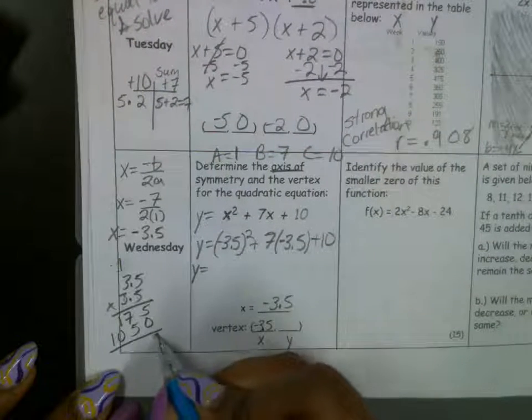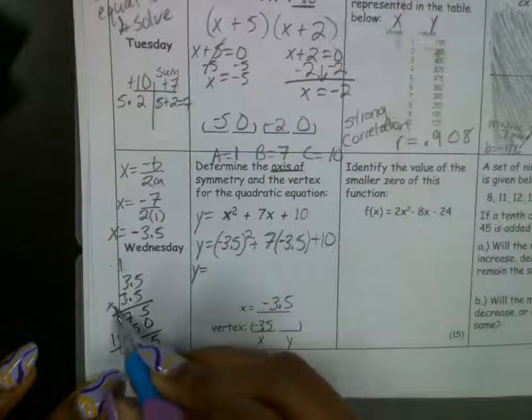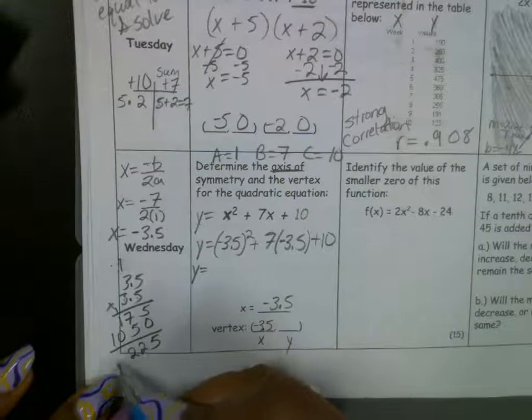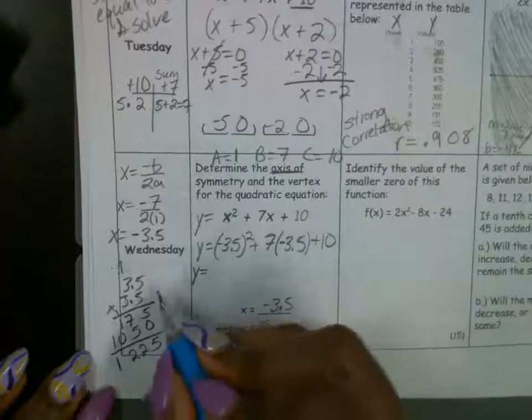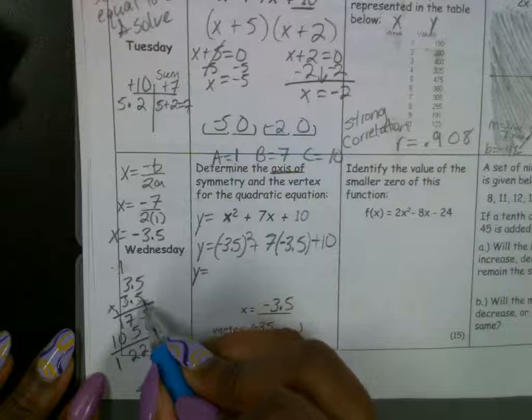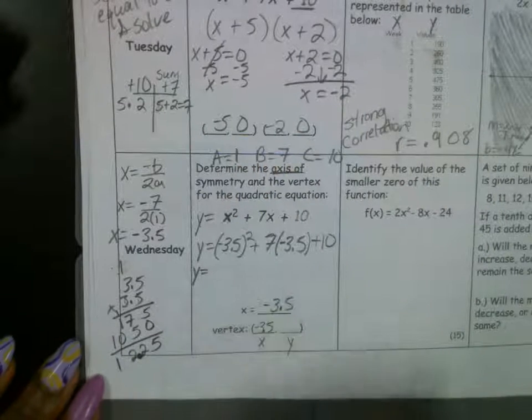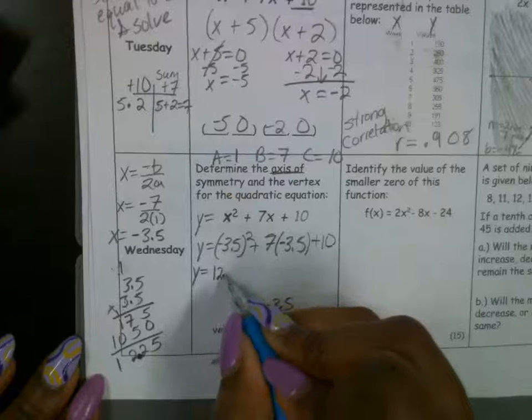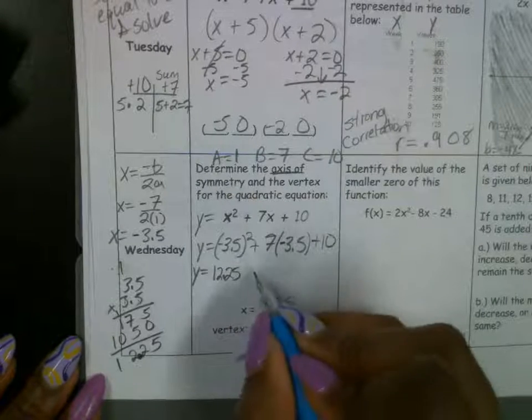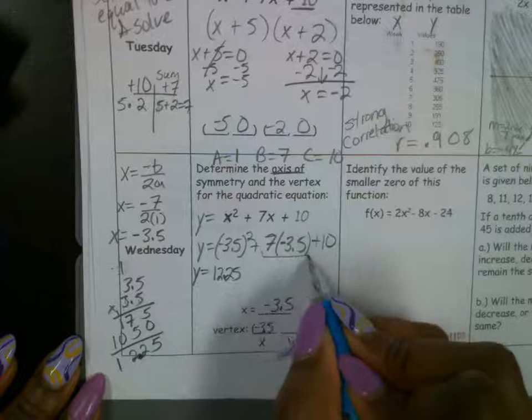What's this give you? 5, 12, 2, 1. How many spaces behind the decimal? 2. It's 1 here and 1 here. 1 plus 1 is 2. So this is going to be what? 12.25. All right, 12.25.